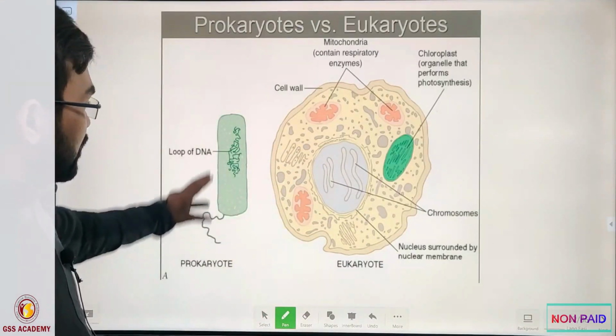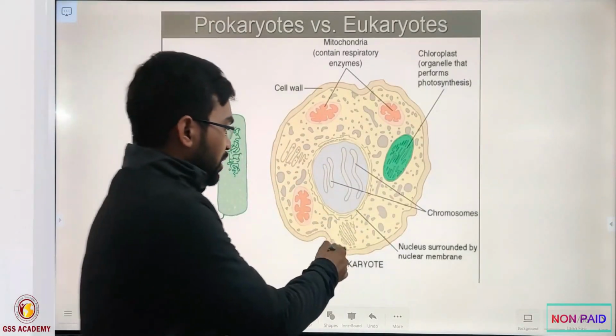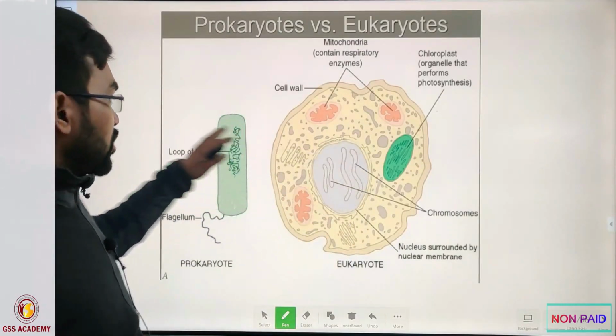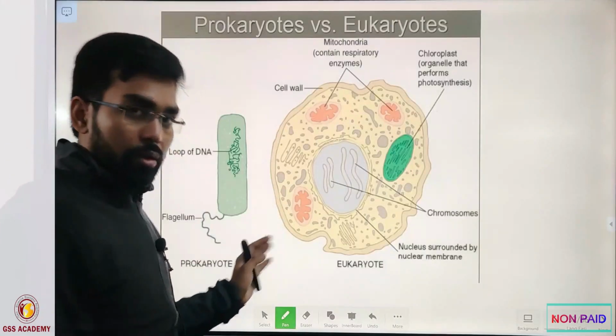You can understand by this one is the eukaryotic and this one is the prokaryotic. You can see here, this is a very simple living thing, but the eukaryotic has one well-formed nucleus and some complex structure in comparison to the prokaryotic.